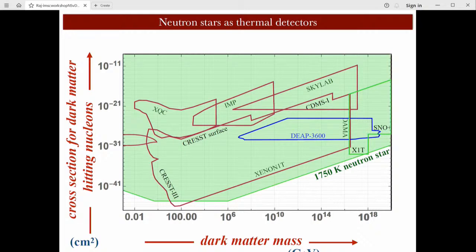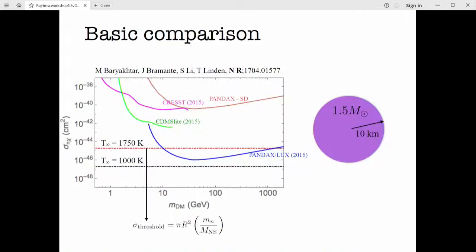Why does the neutron star detector do so many orders of magnitude better than dark matter detectors? Let's begin with a basic comparison. Let me zoom in again so that the y-axis now spans 3 orders of magnitude. Here are some terrestrial constraints. This is not the latest. This is PandaX, but then XENON1T goes 2 orders of magnitude lower than this. Nevertheless, the point here is that here's a basic comparison where if I have a 1750 Kelvin neutron star detector, all the cross sections above the red line can be ruled out.